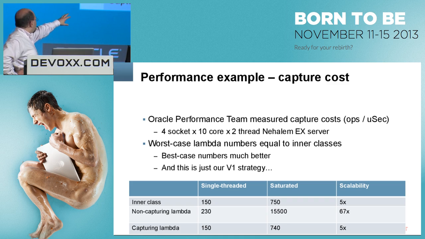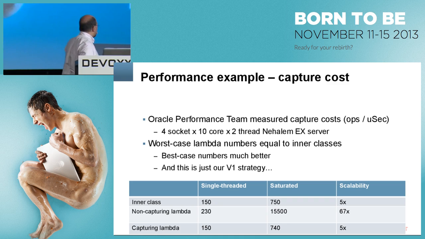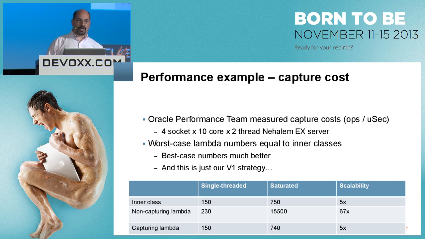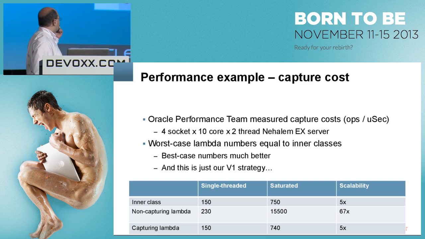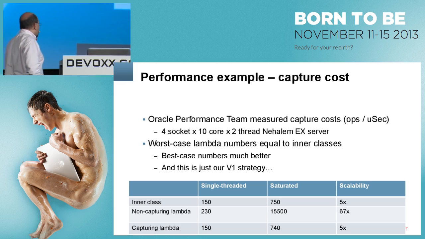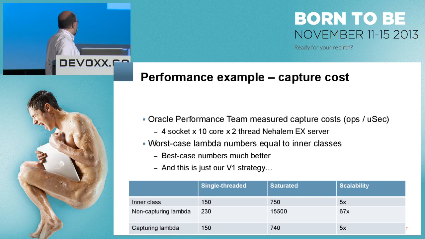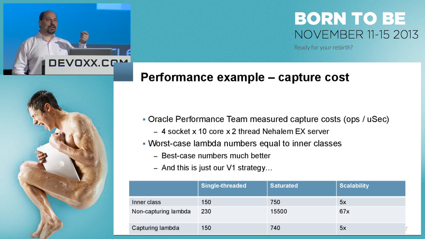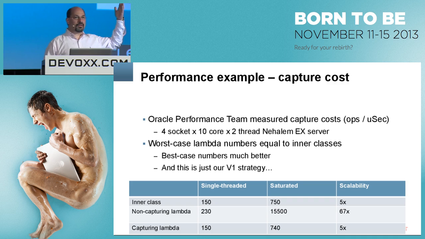So in the first column, the single-threaded column, for an inner class and a capturing lambda, we had exactly the same numbers, which is what you'd expect, because that's the implementation strategy: just generate your inner classes at runtime instead of at compile time. And for non-capturing lambdas, we got a nice little boost over inner classes because inner classes always capture the enclosing this reference, whether they need it or not.